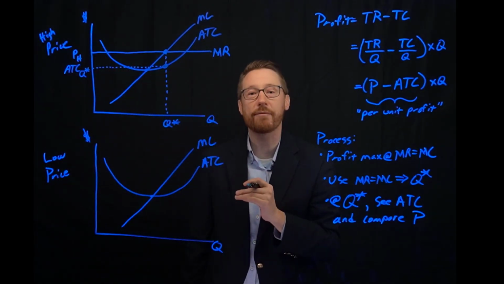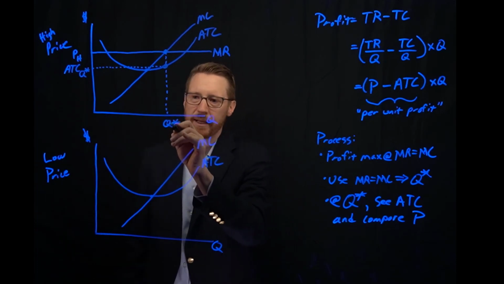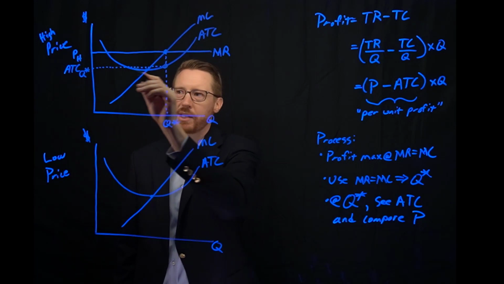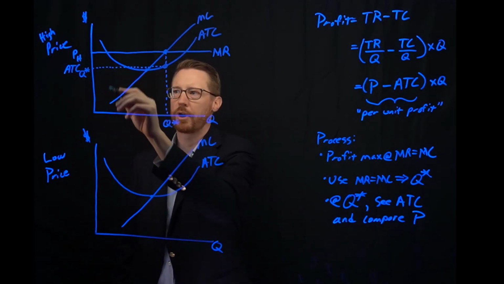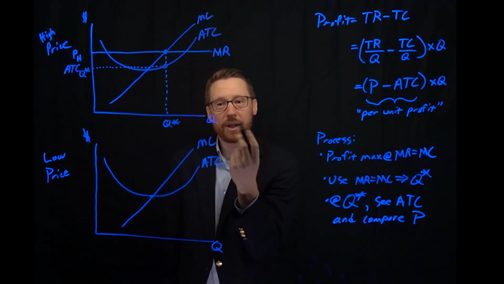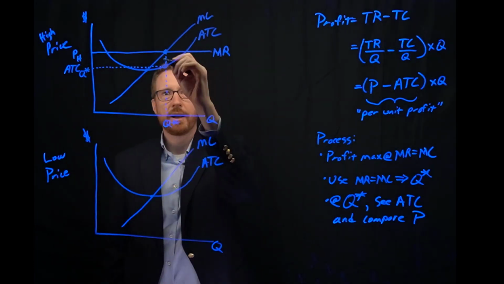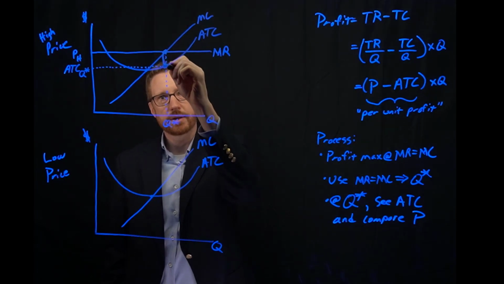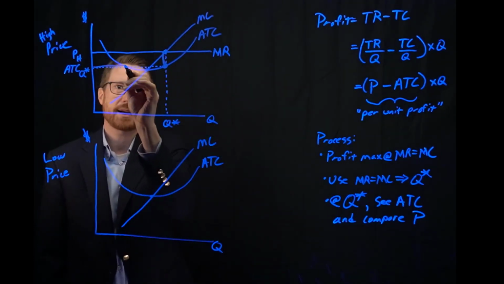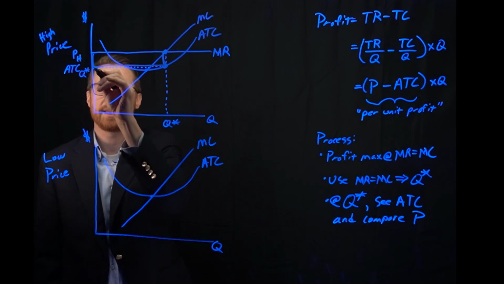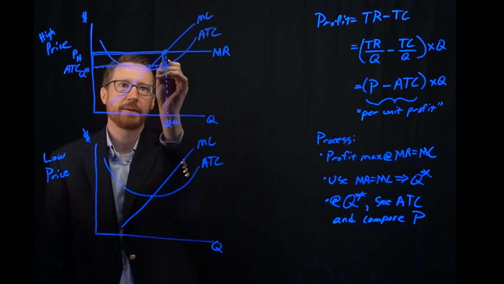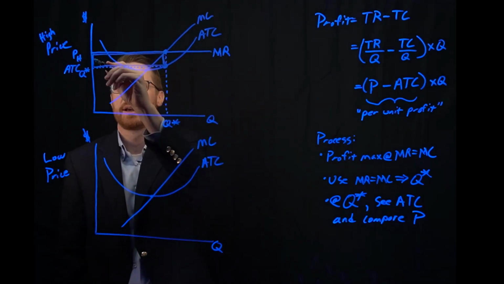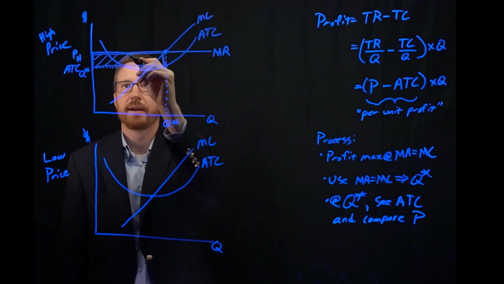We can see the profit here. So they're making Q star, and here's their average total cost. This lower rectangle is going to be their total cost. But for each unit they sell, Q star, they're selling at a higher price than their average total cost. So this rectangle, the quantity that they sell times the difference between price and average total cost, that's the firm's profit.